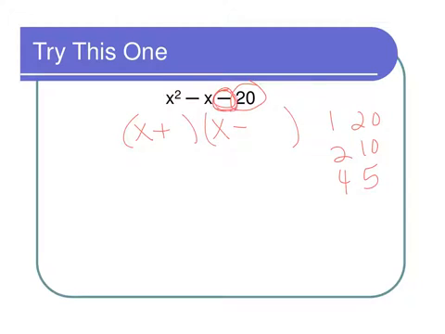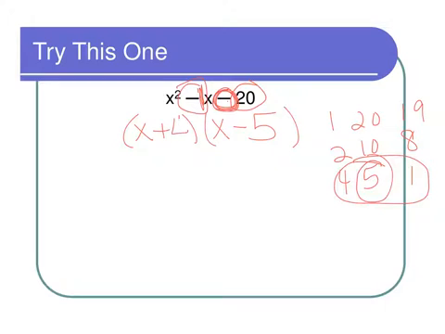And because there's a minus in front of this 20, they have to have a difference of this number in front of the middle term, so they have to have a difference of 1. Difference of 19, difference of 8, difference of 1, so it's 4 and 5. Now this is a negative 1, so that means that the negative goes with my bigger number. And you can always FOIL it out to check your answer and see if you get what you started with.